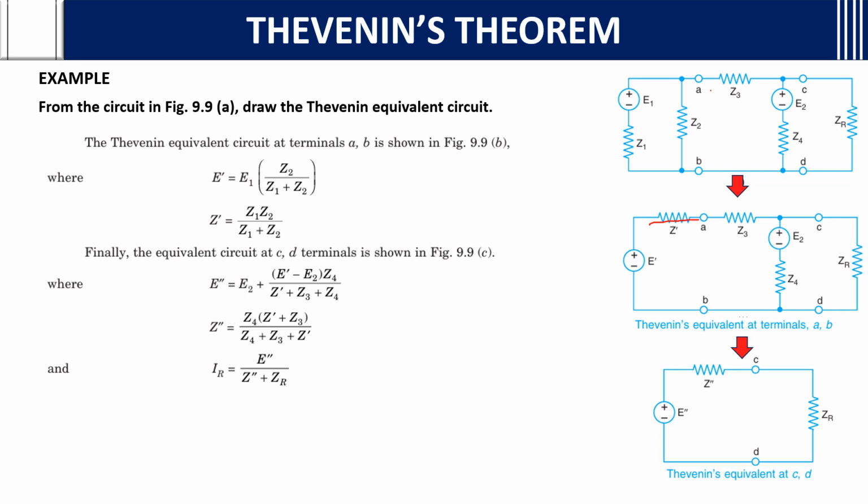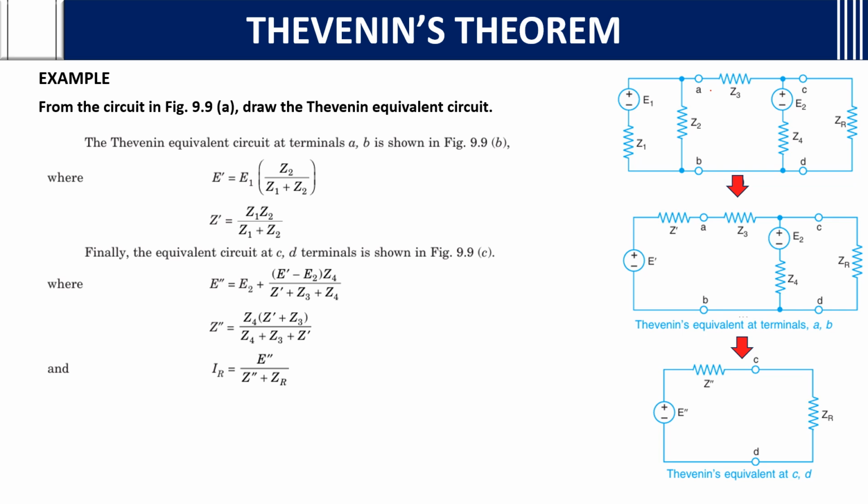Why? Because these all have been brought into one single impedance, that is Z double dash, and everything, this E2, E dash and E2, is combined to E double dash. So you got E double dash. You remove other unnecessary things, and we will write again back this ZR.